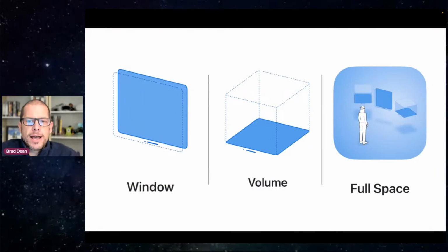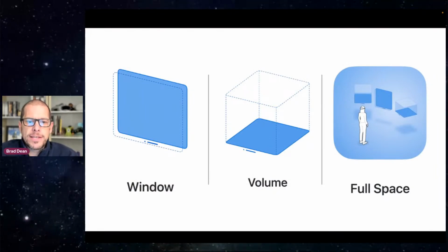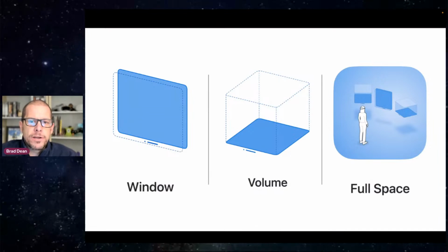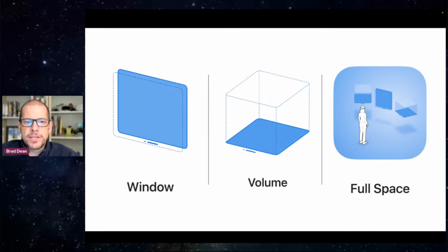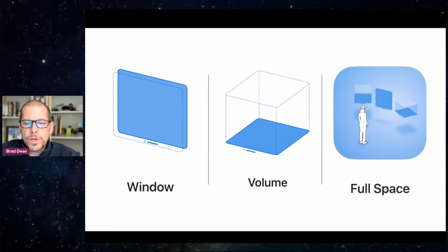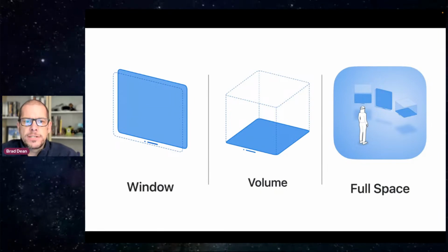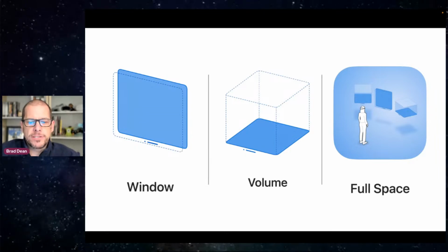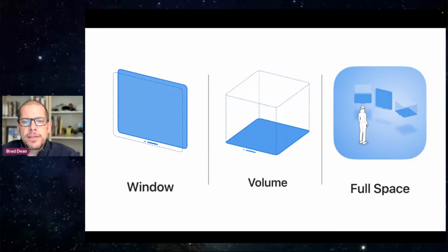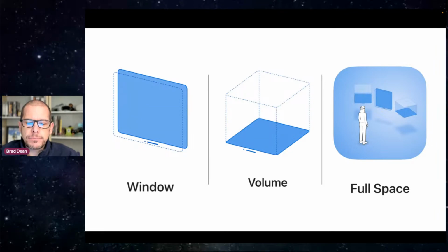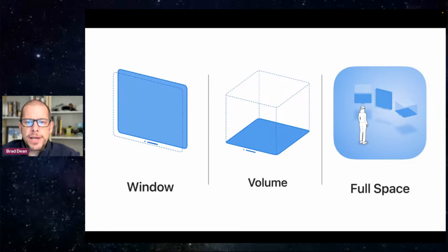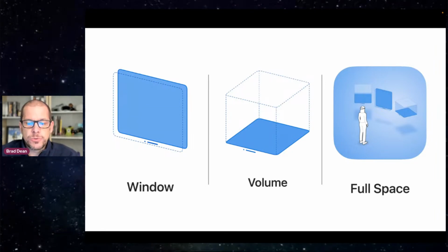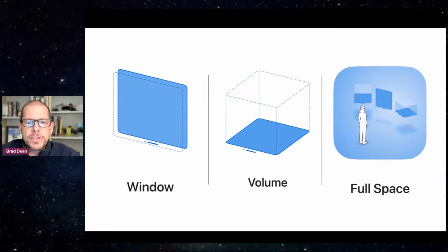When you have an iPad app or an iOS app, you have the concept of a window inside SwiftUI. Everything's inside of a window. On visionOS, we have three different concepts. You have that same window, and then you also have volume, which is the space in three dimensions around that. And then you have what they call full space, which is pretty much volume, but everything is occluded, kind of the difference between AR and VR.